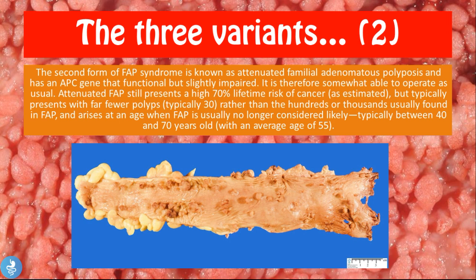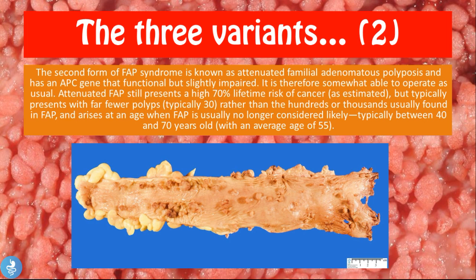Attenuated FAP still presents a high 70% lifetime risk of cancer, as estimated, but typically presents with fewer polyps, typically around 30, rather than the hundreds or thousands that are usually found in classic FAP, and arises at an age when FAP is usually no longer considered likely, which is typically between 40 and 70 years old, with an average of 55. So if you look at my image below, you will see that the amount of polyps found in this colon is typically very few in comparison to the classic FAP polyps.